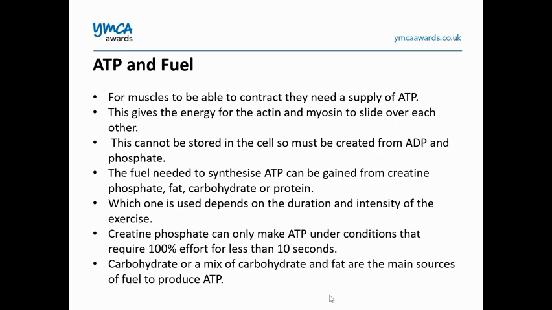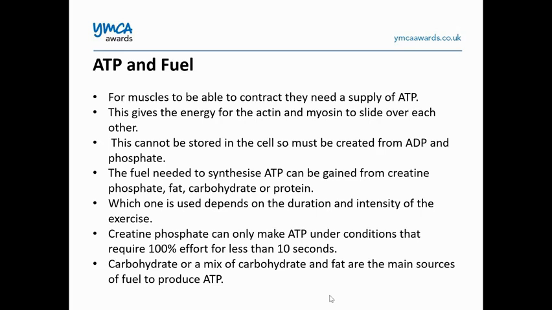There are very small quantities of ATP in the muscle, but literally only enough for a second or two. So the fuel to be able to synthesize ATP from ADP and phosphate can be gained predominantly from the food that we eat, which is a breakdown of fat, carbohydrate or protein at times. But there's also a supply of something called creatine phosphate in our muscles. Now, this can make ATP, but only under conditions that require 100% effort for less than 10 seconds.